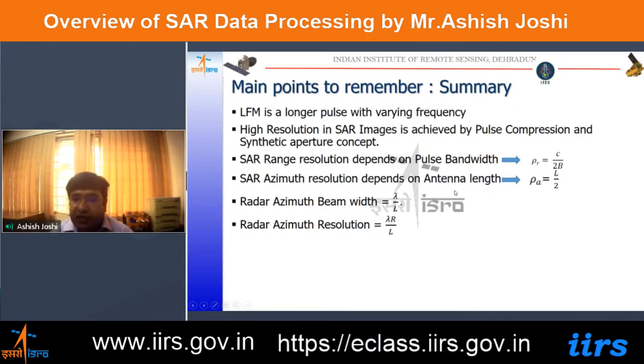SAR azimuth resolution depends on the antenna length, so azimuth resolution is given by L by 2. Means if the real antenna length is 12 meter, then we get an azimuth resolution of 6 meter. Radar azimuth beam width is given by lambda by L, and radar azimuth resolution is given by lambda R by L. So this is the radar beam width formula, and this is the SAR resolution formula, giving high resolution images.